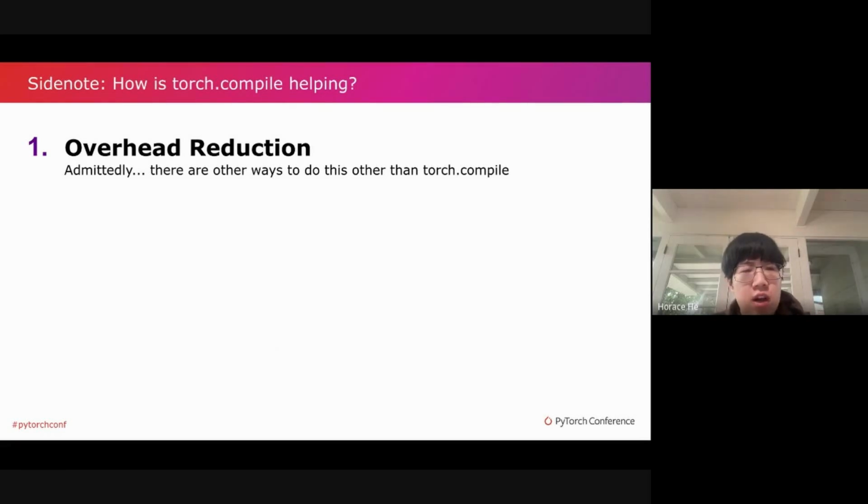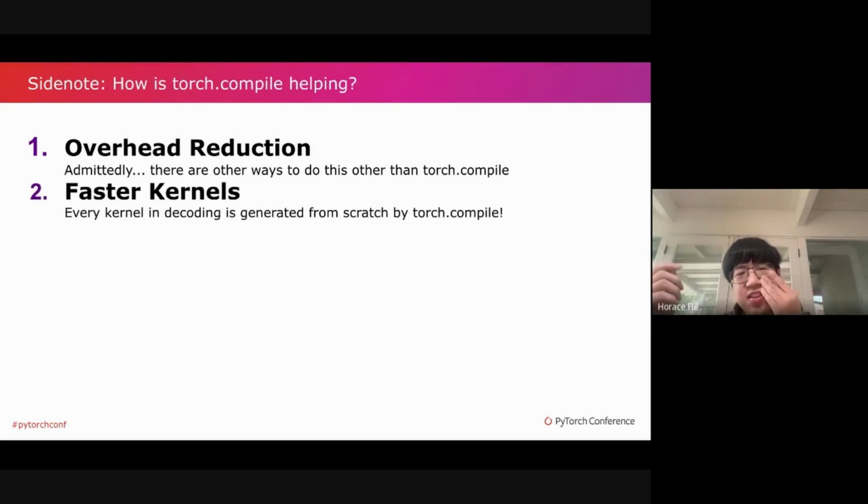I mainly mentioned Torch Compile as a way to apply CUDA graphs, because I think it's often the easiest way to apply CUDA graphs. But there are admittedly other ways to do this other than Torch Compile. For example, PyTorch provides a direct CUDA graphs API that you can use, and some people use this successfully. You can also do things like porting things into C++.